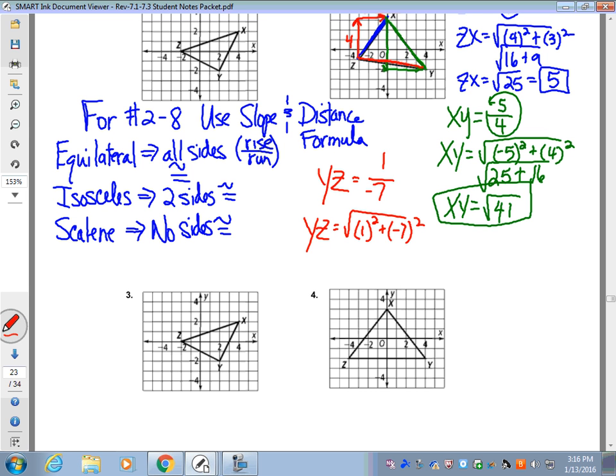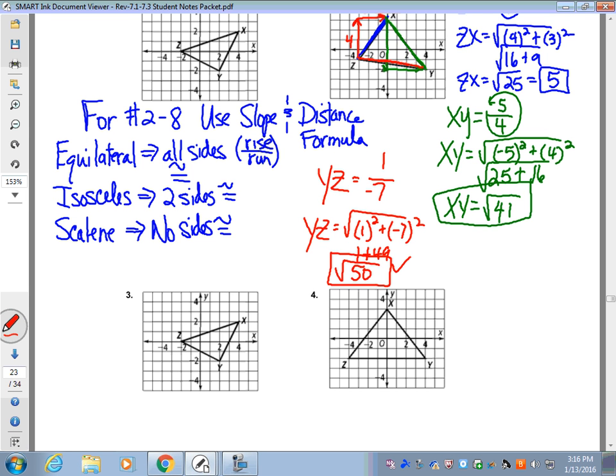Yeah, this is still for number 2. All right, so 1 squared is just 1. 7 squared, 49. So we basically get square root of 50. All right, so I look at my distances: square root of 50, square root of 41, and 5.